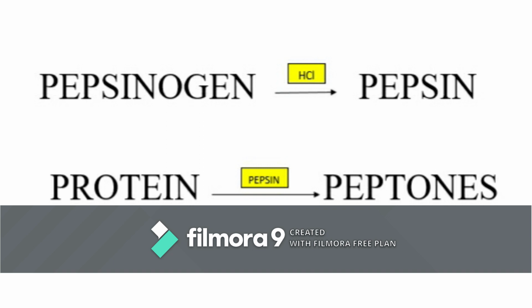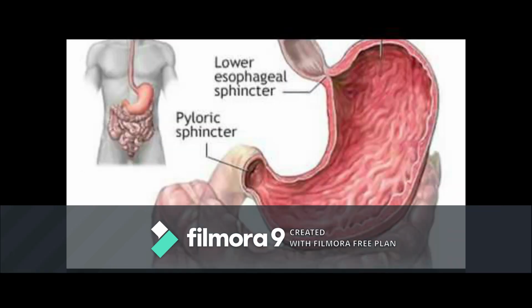It is to be noted that pepsin can digest proteins only in the presence of an acidic medium. Thus, production of hydrochloric acid in gastric juice is necessary for the working of pepsin. The walls of the stomach are protected from the action of hydrochloric acid by mucus.